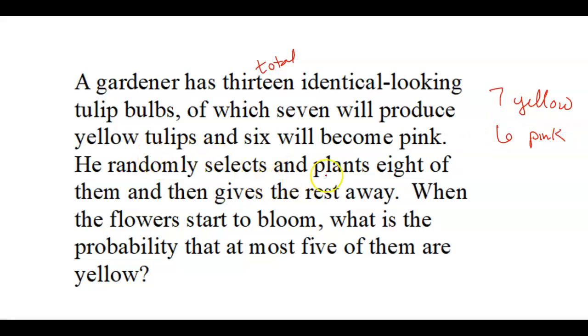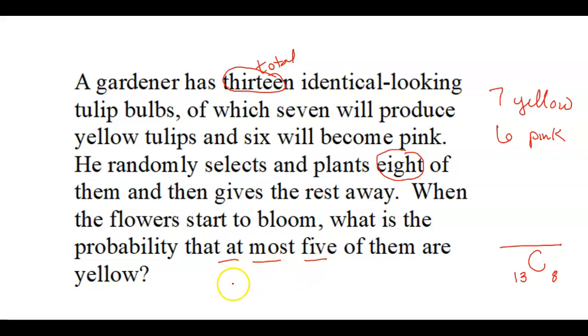He randomly selects and plants 8 of them and gives the rest away. So he is choosing 8 out of 13. So that's going to be our total number of possibilities. He has 13, he's choosing 8. When the flowers start to bloom, what is the probability that at most 5 of them are yellow? Okay, so now we've got to think about that. So at most 5 are yellow.